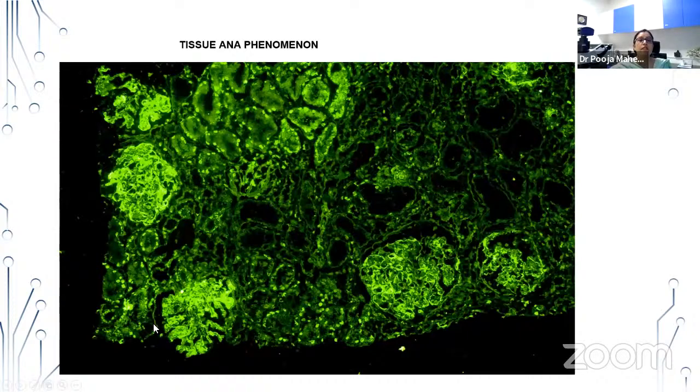One other thing is the tissue ANA phenomenon, because ANA is positive in most of the lupus cases. This picture is showing bright staining in the glomeruli, as well as positivity in the nucleus. These are tubular nuclei, because ANA is positive. Not in all cases, but in many cases, we can find the tissue ANA phenomenon.